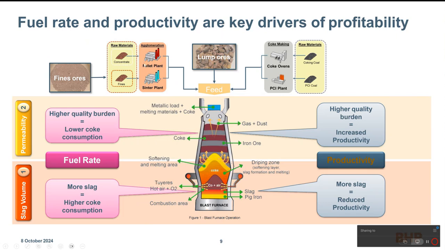It's also important to note that some fines products ores require some pre-processing before they can be charged into the blast furnace, whereas lump ores can be fed directly into the blast furnace, and that means that there's a premium paid for lump ores over the fine ores.